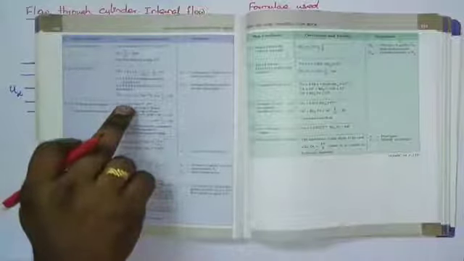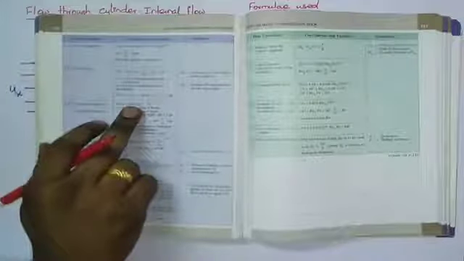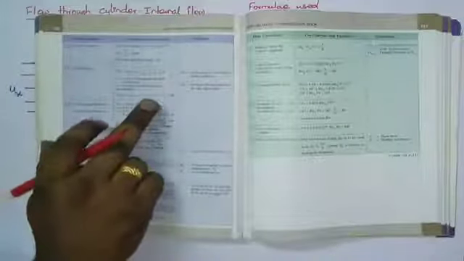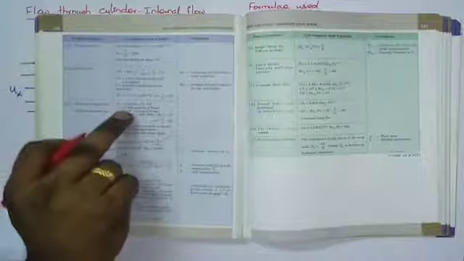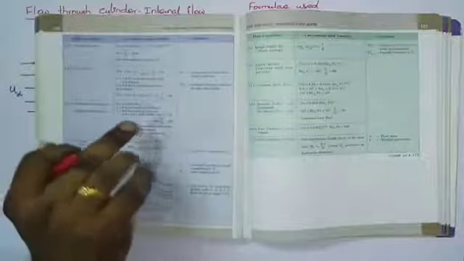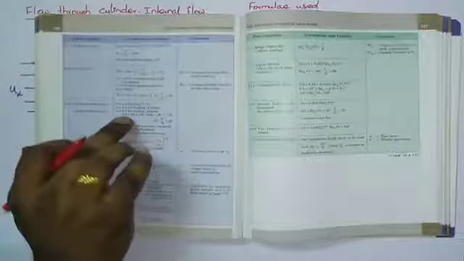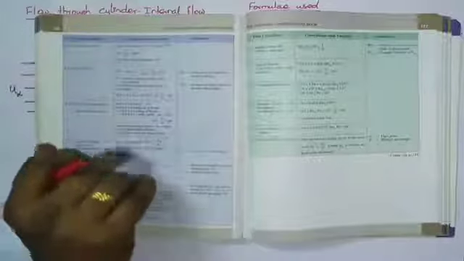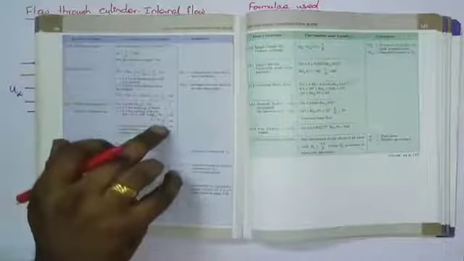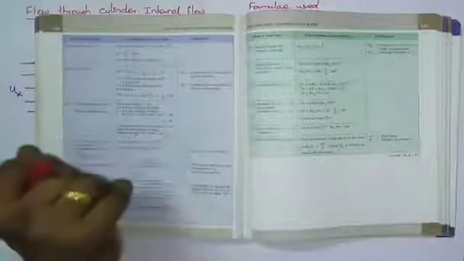Nu equal to 0.023 Re power 0.8 Pr power n. n equal to 0.4 for heating, n equal to 0.3 for cooling, right? The conditions given here are that the Prandtl number should be less than 100 and greater than 0.6. Similarly, another condition is that the L by D ratio must be greater than 60, right?